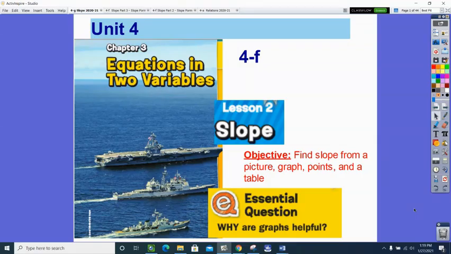So today we're going to take our lines one step further, and we're going to start talking about how those lines are, well, slanted. The word we're going to be using is slope, and today we're going to learn how to find the slope. We're going to tie a number to how steep a line is, and we're going to find that slope by looking at a picture, a graph, 2 points like the coordinates without the graph, and a table.